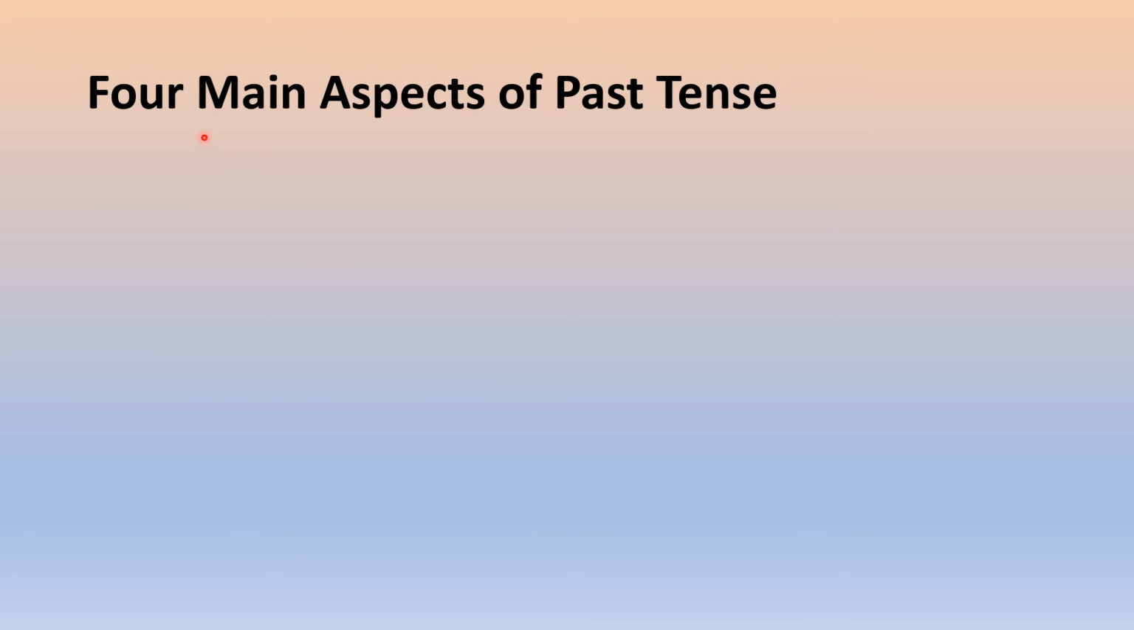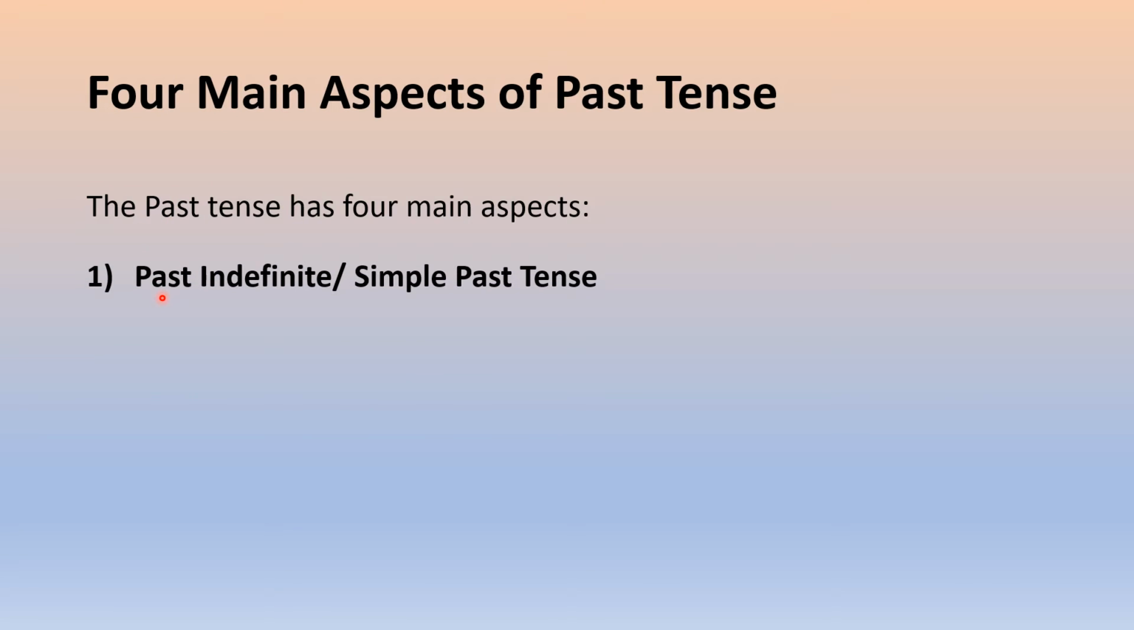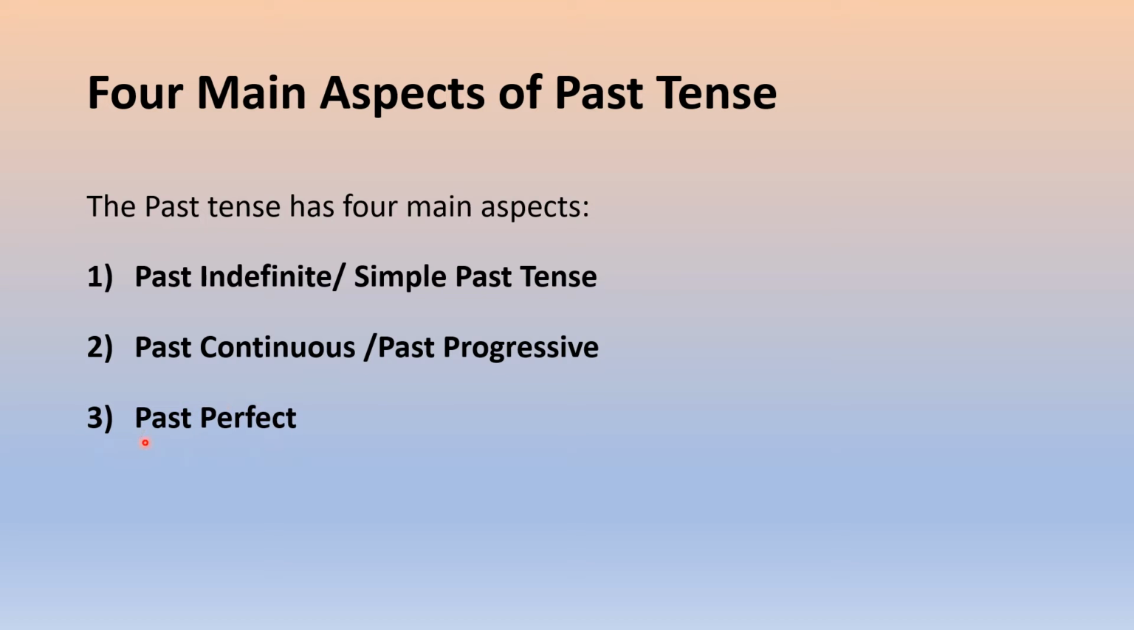Here are the four main aspects of past tense. They are number one, past indefinite or simple past tense. Number two, past continuous or past progressive. Number three, past perfect. And number four, past perfect continuous.